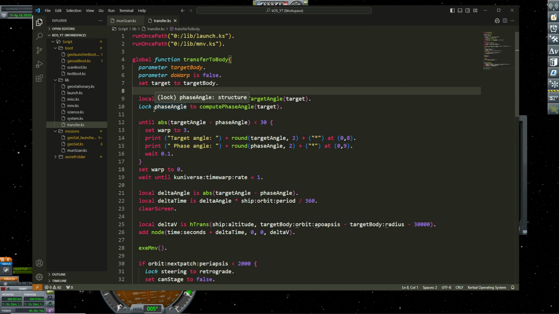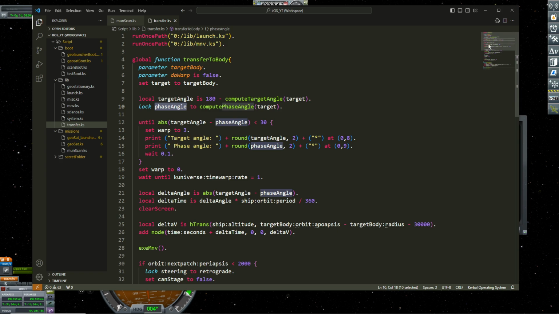And then I lock the phase angle to compute phase angle. This is a lock because each time I use phase angle, it will be calculated again and again. This is the angle between the Mun and my ship, and at any point, this is the angle between the Mun and the ship at the moment I want my maneuver. There is only one moment for that, and this is the angle computed in real time.